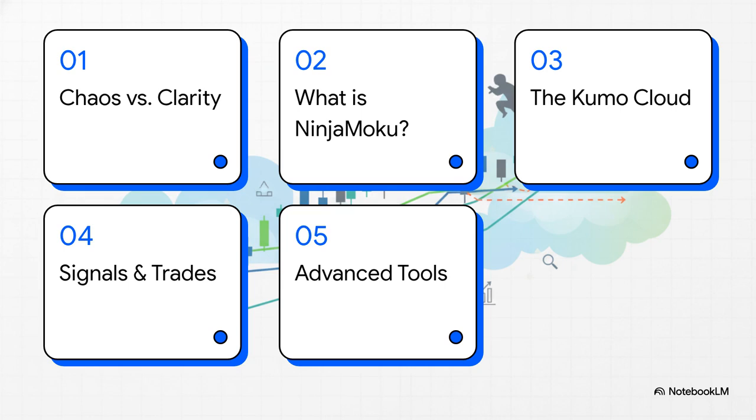All right, here's our game plan. First, we're going to talk about that universal struggle, chaos versus clarity on the charts. Then we'll get right into what NinjaMoku actually is and zoom in on its most important feature, the Kumo Cloud. After that, we'll look at the simple signals it uses for trades, and we'll wrap up by checking out some of the more advanced tools in its arsenal.